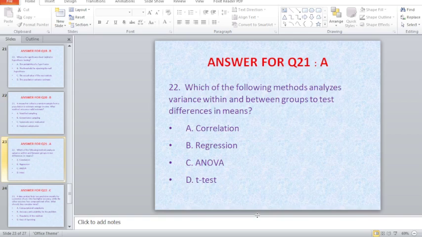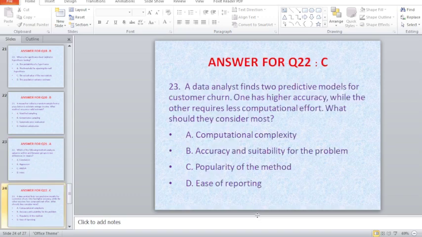Question number 22. Which of the following methods analyzes variance within and between groups to test difference in means? A. Correlation. B. Regression. C. ANOVA. D. T-test. The answer for this question is choice C. ANOVA.